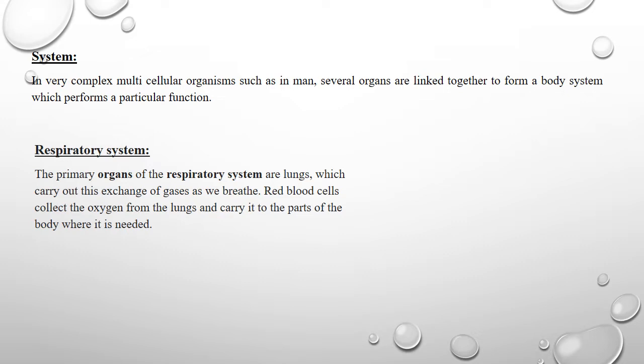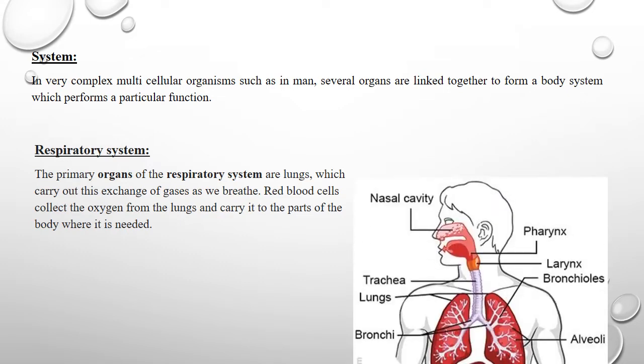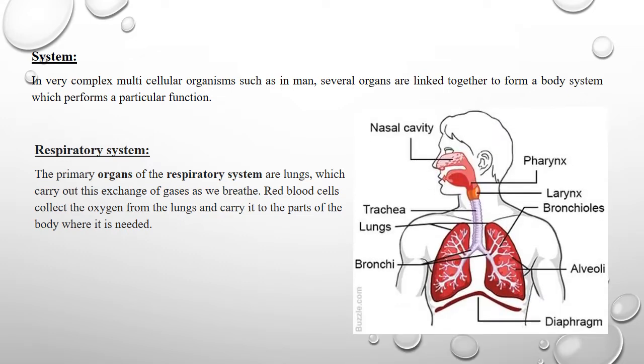Respiratory system. Now we will know this very well through the description of the respiratory system. So let's have it. Respiratory system. The primary organs of the respiratory system are the lungs, which carry out the exchange of gases as we breathe. Red blood cells collect the oxygen from the lungs and carry it to the parts of the body where it is needed.